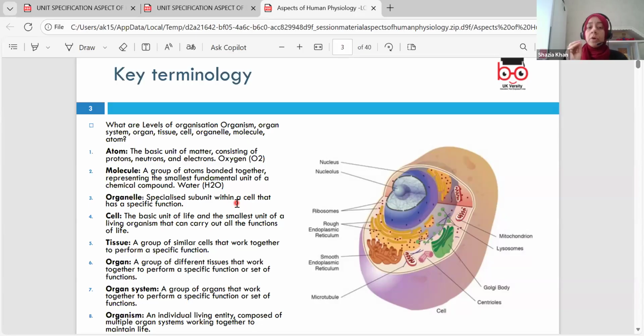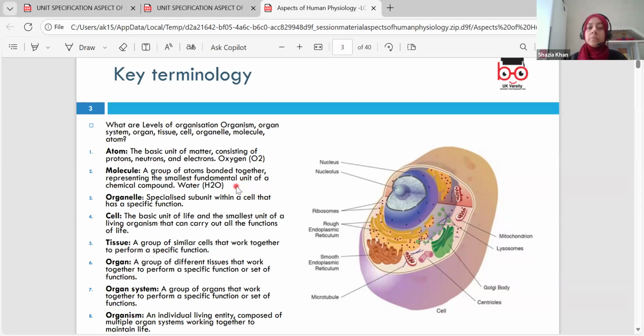The molecule is a group of atoms. When they join together, it becomes more than one atom. They bond together, and they have different types of bonds. Some have weak bonds, some have very strong bonds. They represent the smallest fundamental unit of a chemical compound. The example is H2O, which is water, a combination of hydrogen and oxygen.